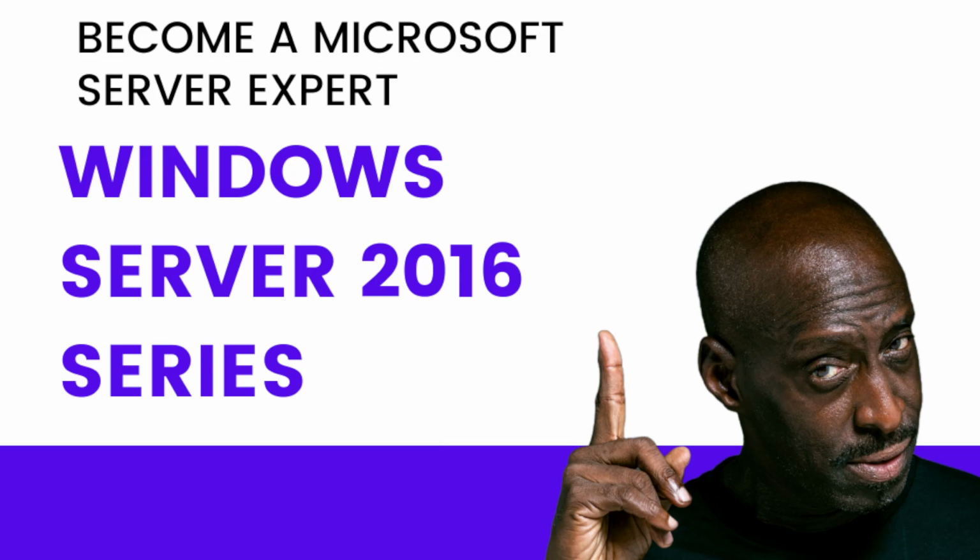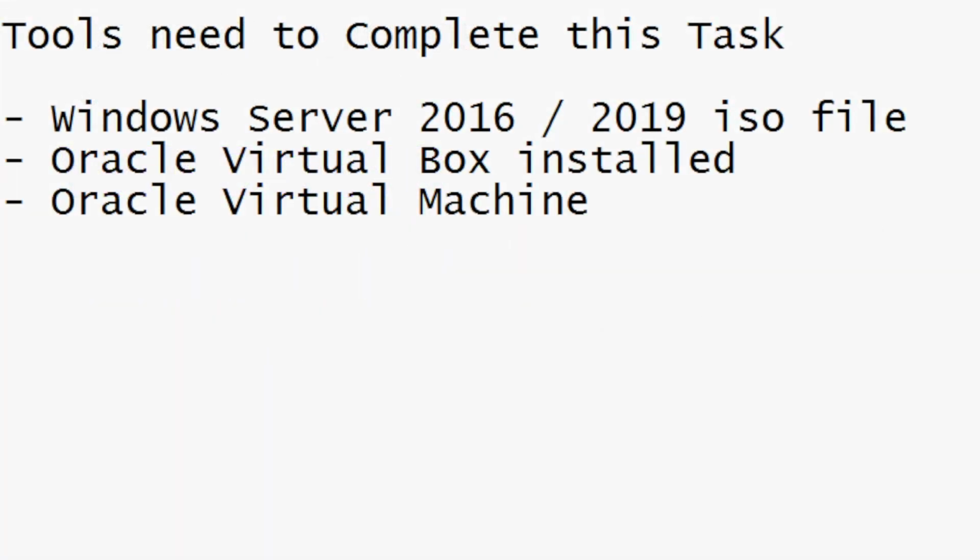Okay, so in order for us to install Windows Server 2016 or 2019 on Oracle VirtualBox, we're gonna need some tools. I have listed some of those tools on the screen. We're going to need, of course, the Windows Server ISO file, either for 2016 or 2019. And we're also going to need Oracle VirtualBox installed.